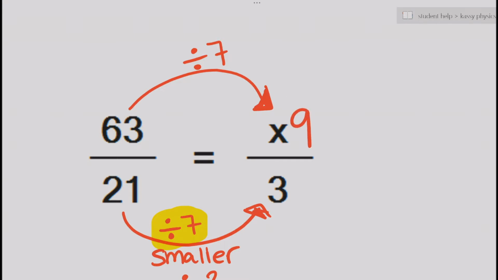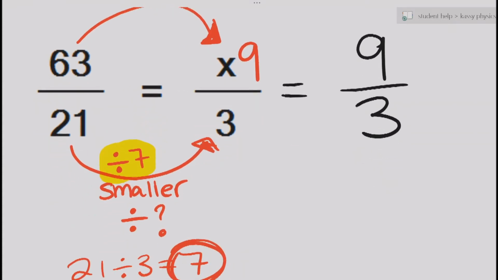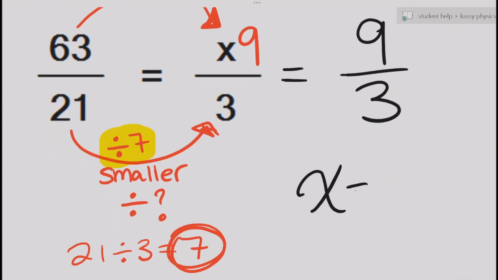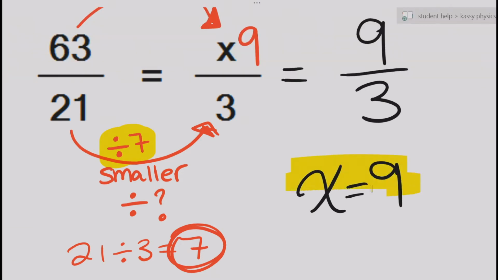Now some of you will note that this still isn't the lowest terms fraction of this. That's okay. It didn't ask for the lowest terms fraction. It just asked for this particular fraction, which is 9 over 3. And that means the answer to the question is that x equals 9. So if the fraction's getting smaller, you just need to find what the divisor is, what it's being divided by.